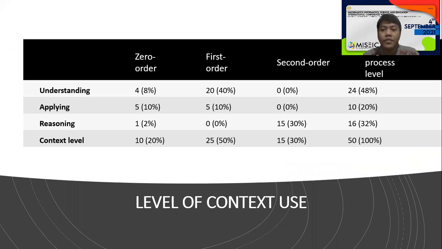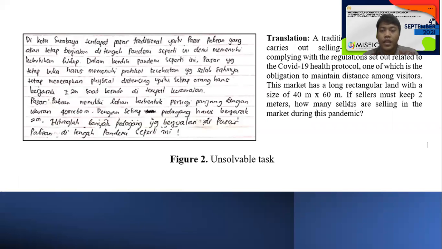The results from the categorization of problems designed by prospective teachers show that most of the level of context use falls into the first order use of context, which is exactly half of the tasks. And regarding the level of cognitive processes, most of them are referred to as understanding tasks, which is the lowest level of cognitive processes. Now I will show you some examples of problems or tasks designed by prospective teachers.